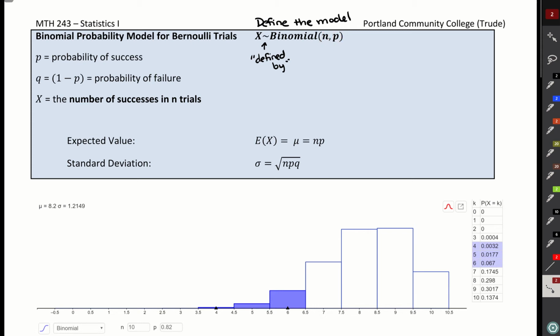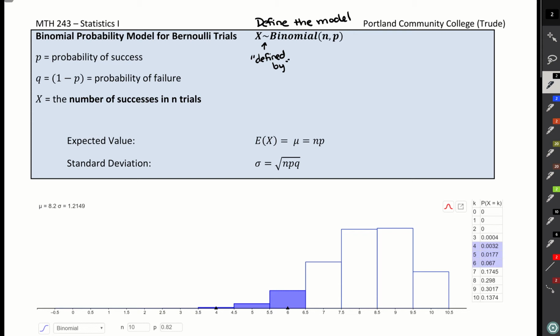So instead of writing a sentence saying all of that, we can summarize it with this notation here. The only thing I would adjust is I would put in a number for n and a number for p to define our specific model. So p is our probability of success, q is the opposite, the probability of failure, and we're using X to represent the number of successes in n trials.